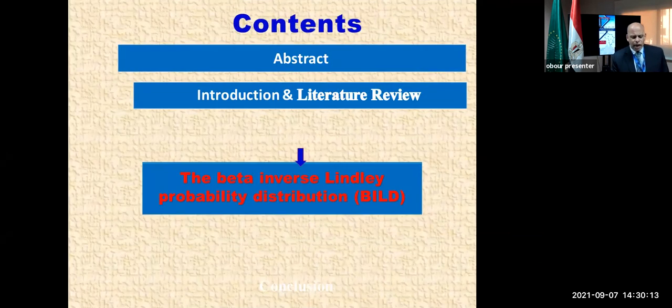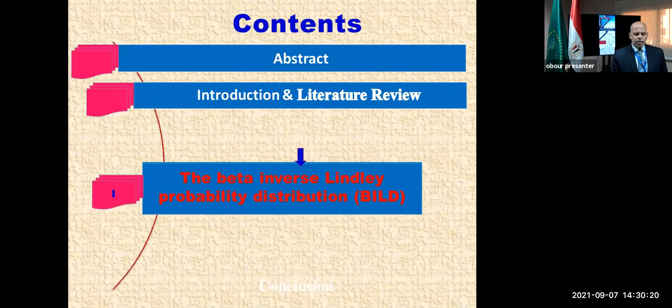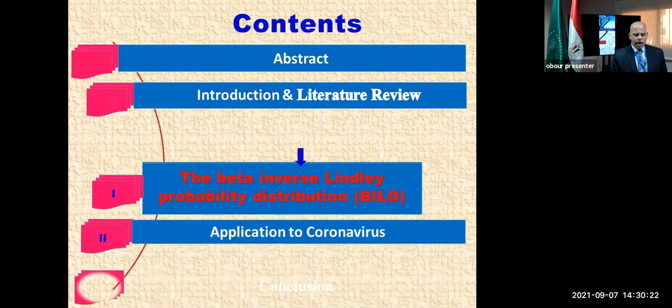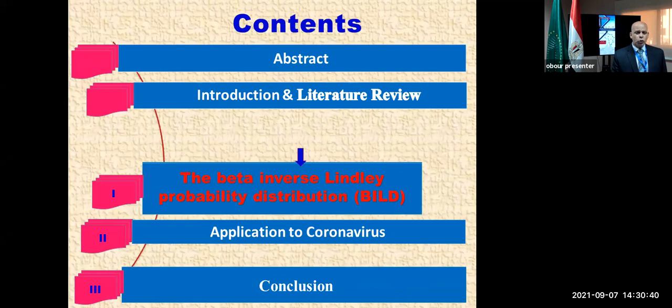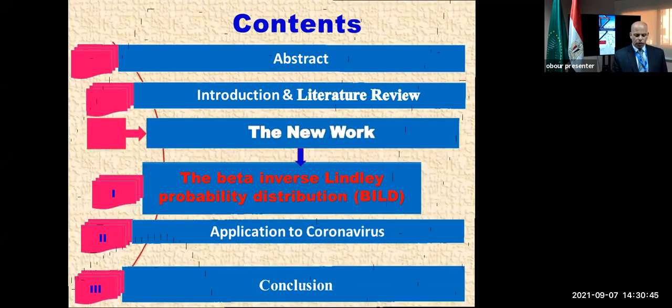The contents of the paper are the abstract, introduction, and literature review. After that, the new work is the beta inverse Lindley. It's a mixture from the beta probability distribution and the inverse Lindley probability distribution, and the abbreviation of the new distribution is BILD. After that, the application to coronavirus and the conclusion of the work.